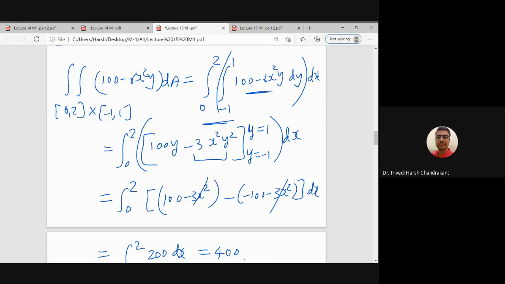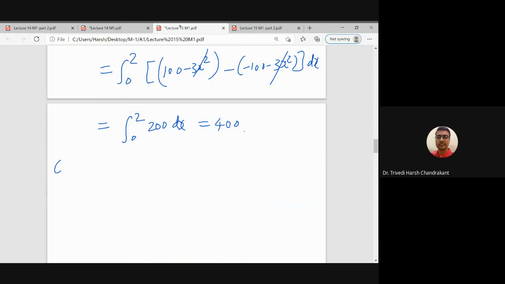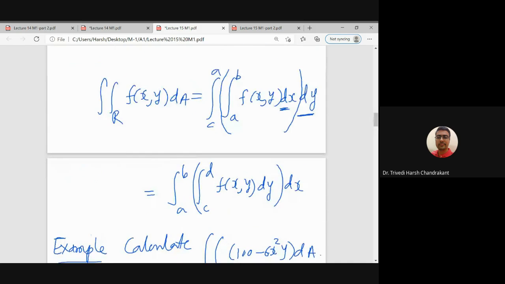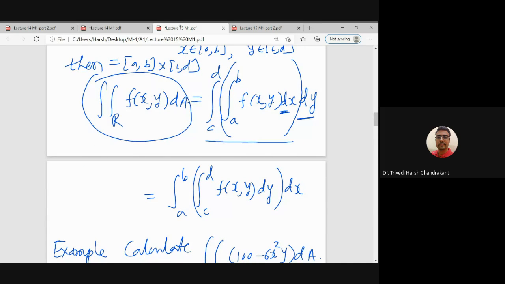Now, on the other hand, if we integrate the function first with respect to x, then what we get is, on the other hand, here we basically apply Fubini's theorem. So when we apply Fubini's theorem, we can write the first integral in this form. That is exactly Fubini's theorem, that this integral we can write as either this form or this form.